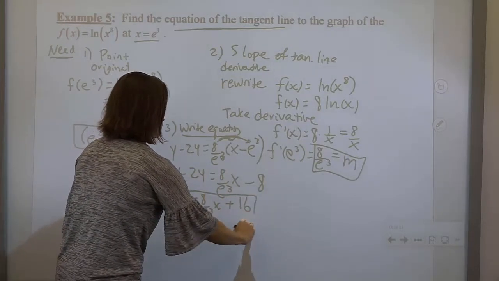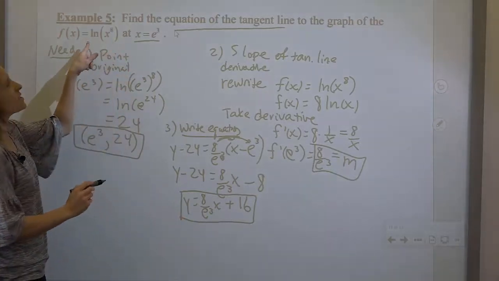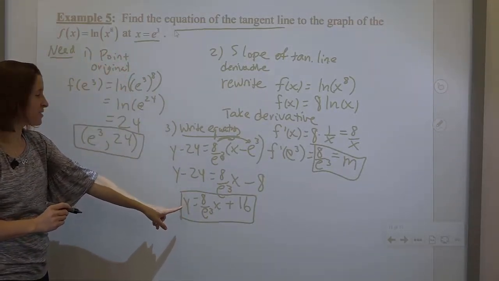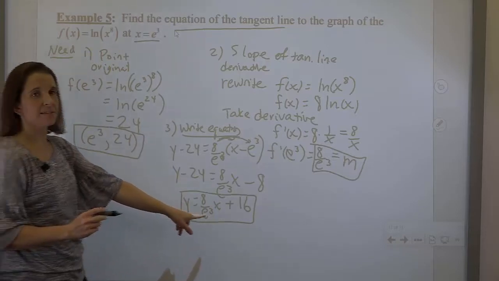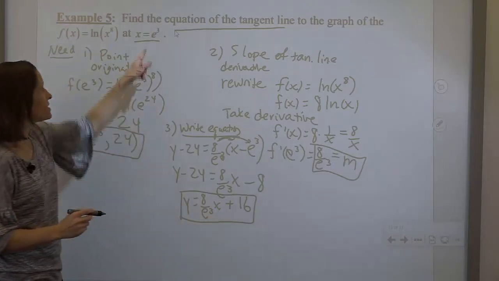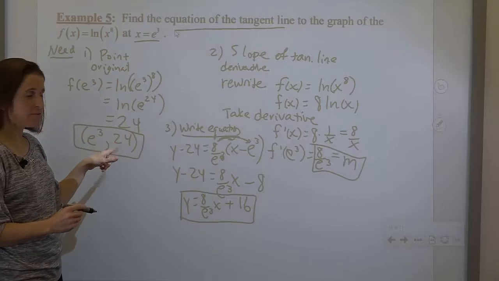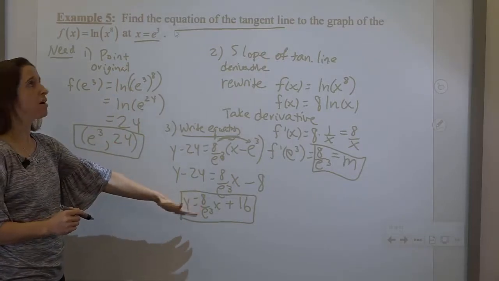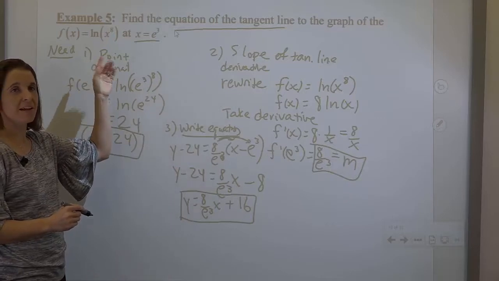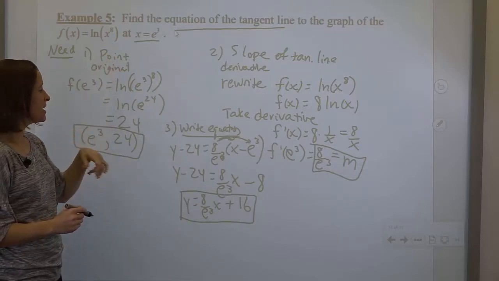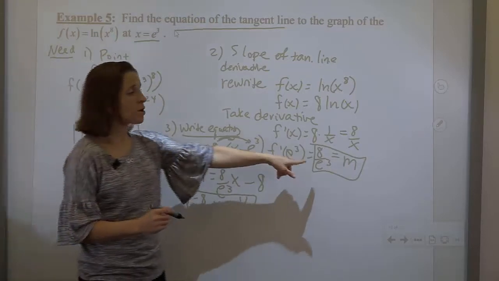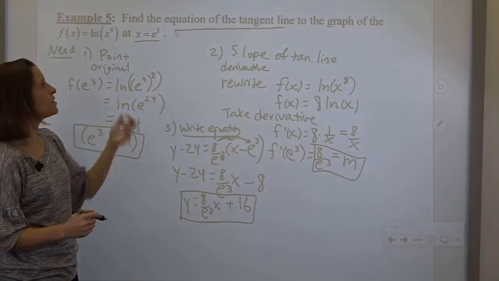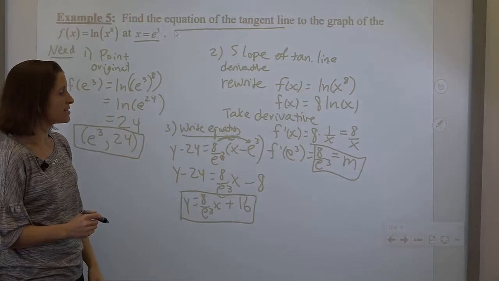If you were to graph the original function ln of x to the 8th and graph this line, 8 over e cubed x plus 16, and look at the point e cubed comma 24, it should be a point that they share, and you should see that this line rides alongside the curve and does not cross through it. Still an equation of a tangent line. It helps us describe the slope, because that is a number. If you plug it in your calculator, you get a number, how steep this function is at that point.